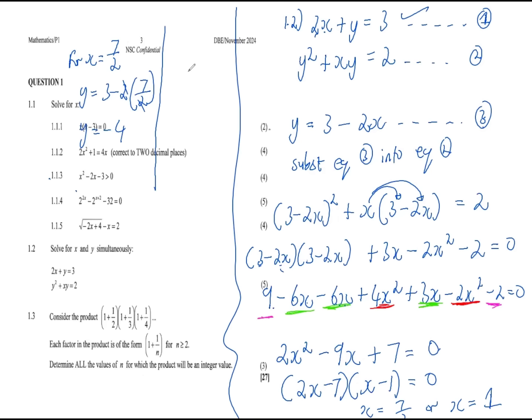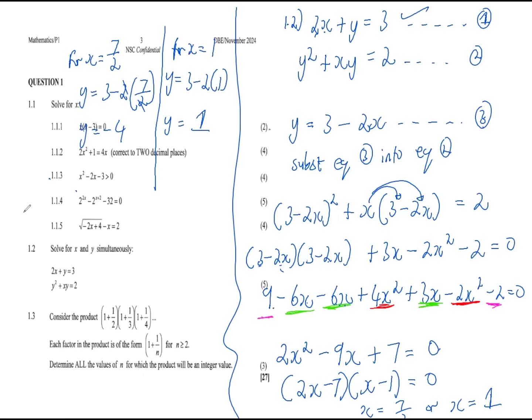Right? And then we have another one. For when x is equal to 1, then that means I will have y is equal to 3 minus 2 multiplied by 1. And then 3 minus 2 is just equal to 1. So there you go. You have your solutions for x and y simultaneously.